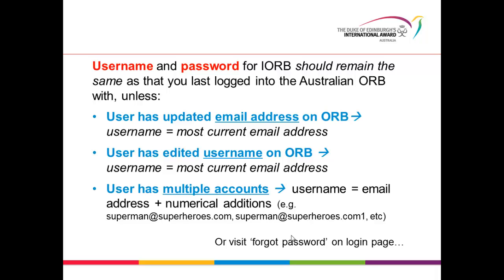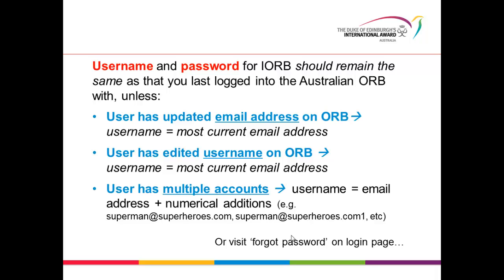The second part of this is the information that you use to log in, your username and password. Participants and award leaders who've been using the Australian Online Record Book already have a username and password. With all existing active records being moved over to the International Online Record Book, all current ORB users will retain their username and password to use for the international ORB. This username and password should remain the same for the new system as it is currently. There are a couple of scenarios where it will not remain the same, and users will need to adjust their details to gain access to the international ORB through the login portal.